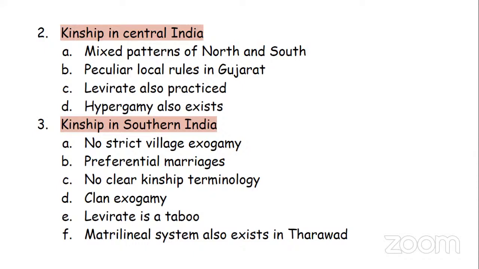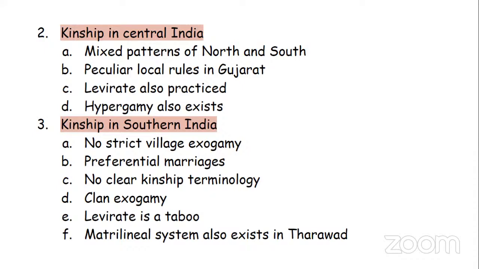Then there was no clear kinship terminology. That also I said earlier. Like calling mama, we use the term mama to call different kinds of kin. So there is no clear kinship terminology in southern India. We can use a single term to call different types of kin. Then in some parts of southern India, there was clan exogamy. Clan exogamy was there in some societies of southern India.